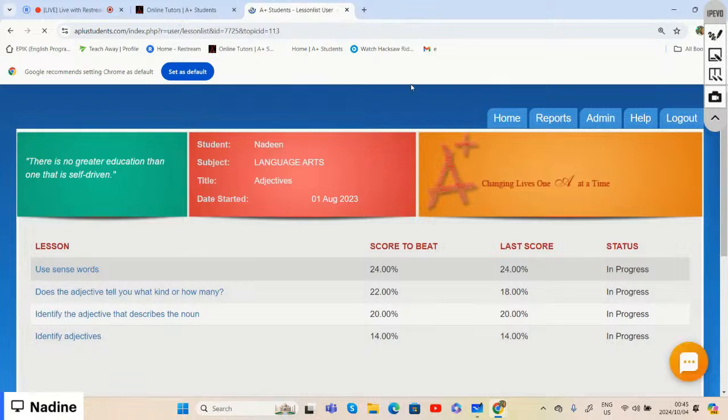All right, so that is the end of our lesson on adjectives. We said adjectives tell us about the noun, about the person, animal, place, or thing. Some of our adjectives tell us what kind, some tell us how many. And we can also use sense words with adjectives to tell us how something looks, how something tastes, how something feels. There are basically the 5 senses, right?